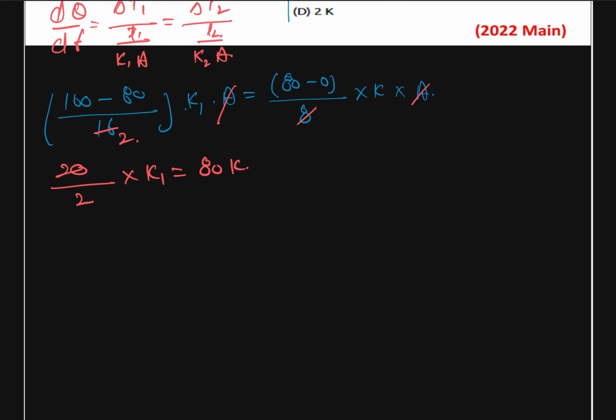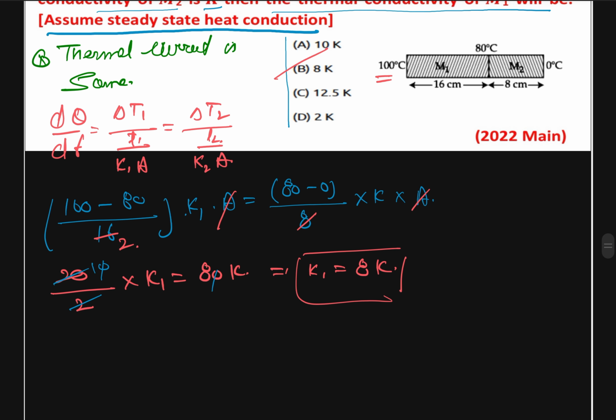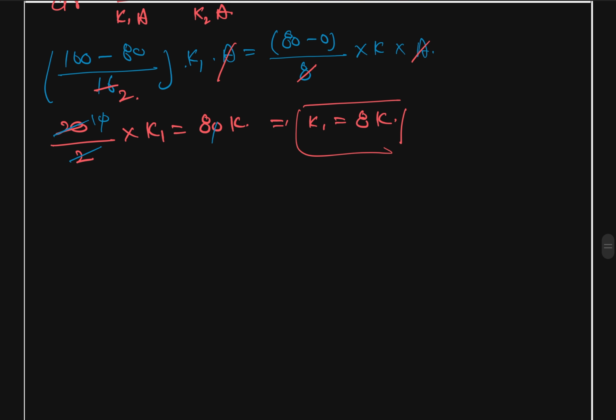And this goes by 10, this goes by 0. Therefore, from here we can say that K1 is equal to 8 times K. K1 is 8K. Option B is correct. Next question.